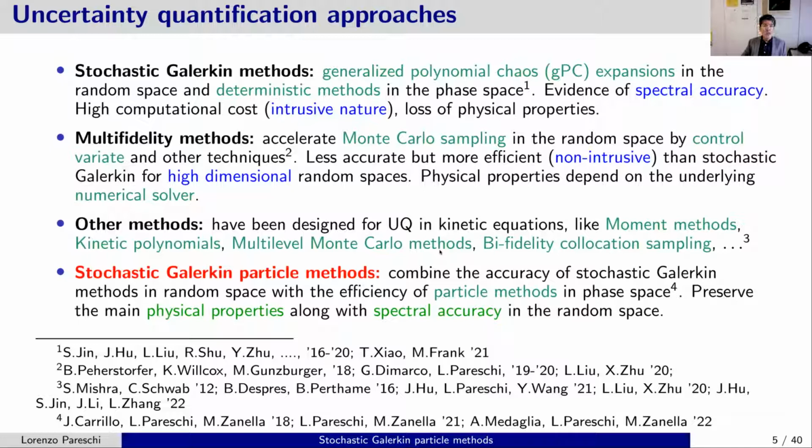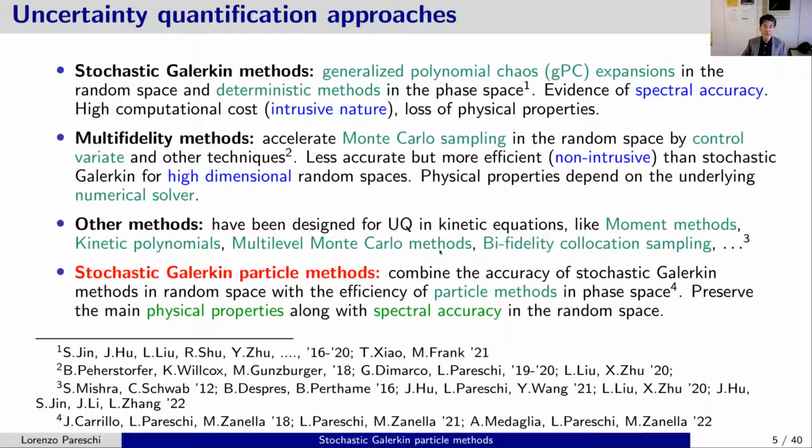They are typically less accurate, of course, compared to an approach based on orthogonal polynomials, but they are non-intrusive, and they are definitely more efficient, especially when we deal with high dimensional problems in the random space. They may also preserve physical properties. It all depends on the underlying numerical solver that we use in the physical space.